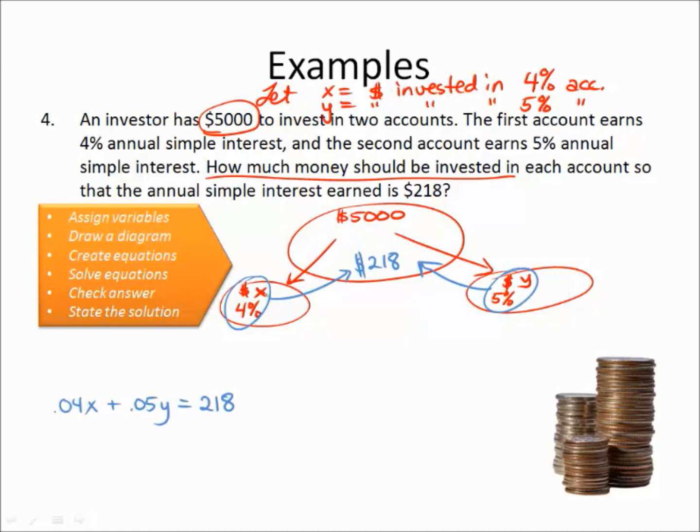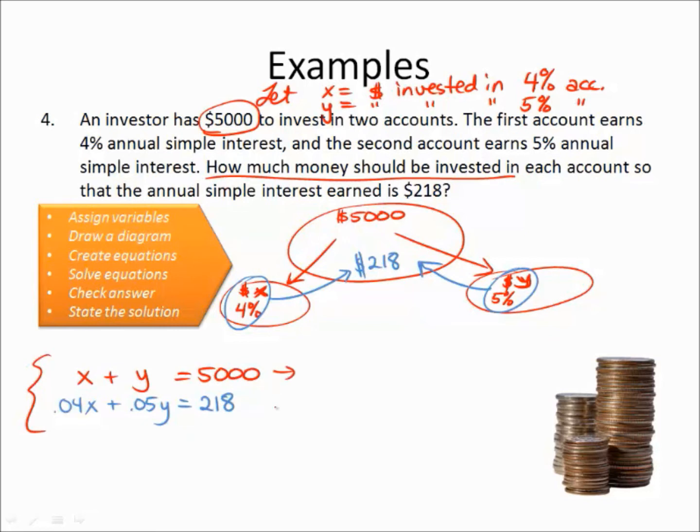You can also relate just the plain dollars. The total dollars would be X plus Y equals 5,000. And there we get two equations. You could either solve this by substitution or the addition method. You can try out many different ways and see if they all work the same.